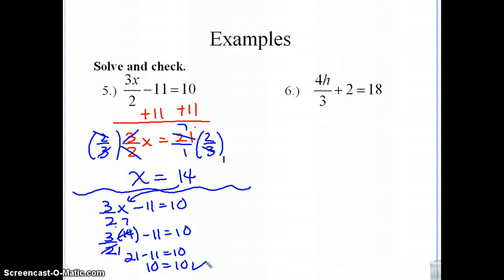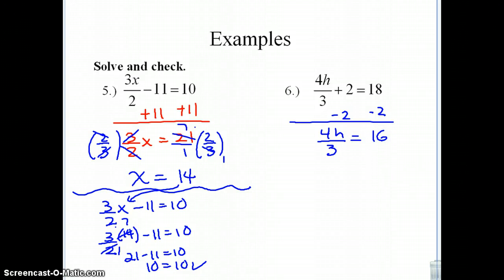Our 6th problem, which is our last, I will be subtracting 2 from both sides. When I subtract 2 from both sides, you'll notice that I have 4h over 3 is equal to 16.